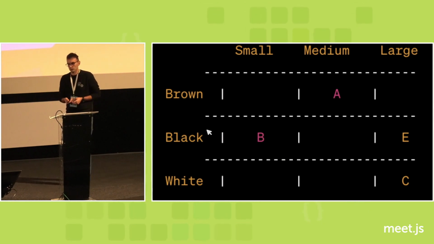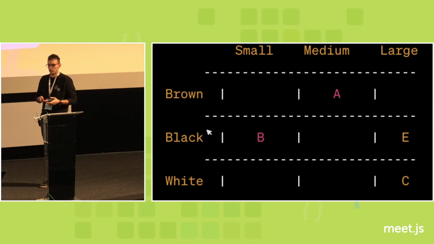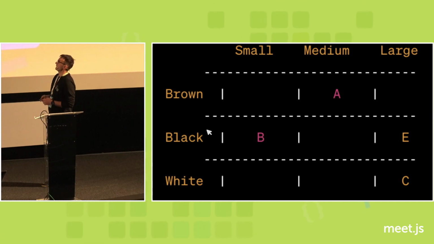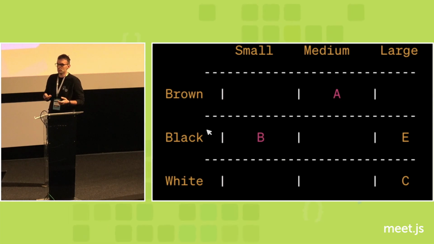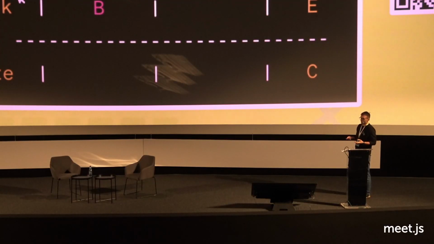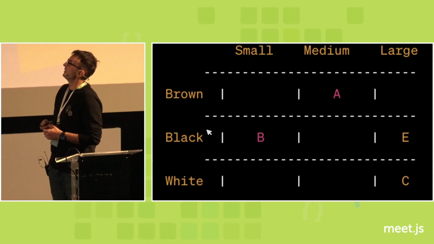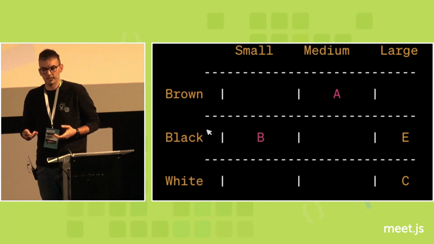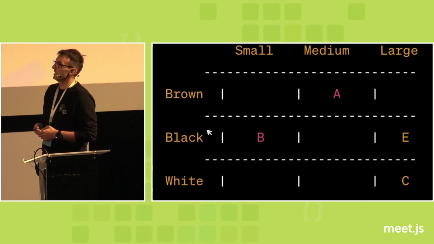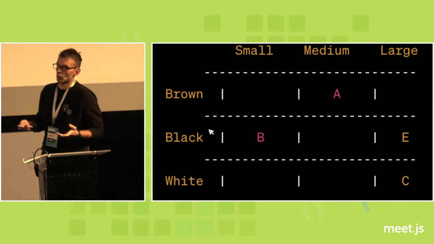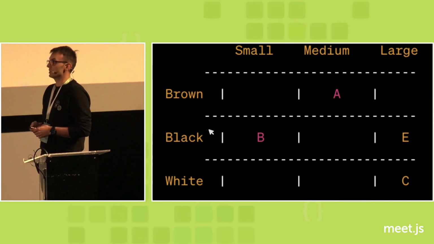In the case of the vector database, if we ask for medium black, then it will return us the closest elements that match our query. In this case, it will return us two elements, A and B, because the A element matches in size, and the B element matches in color. So we will be returning the two elements that are the closest to the expected results that we are looking for.